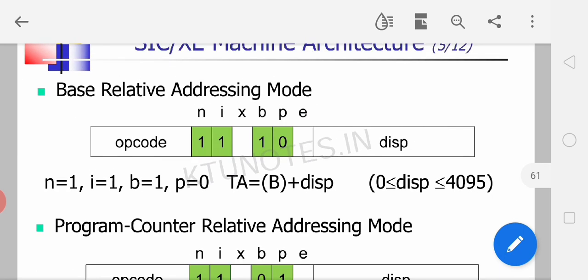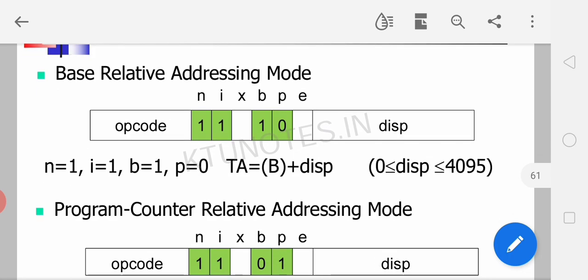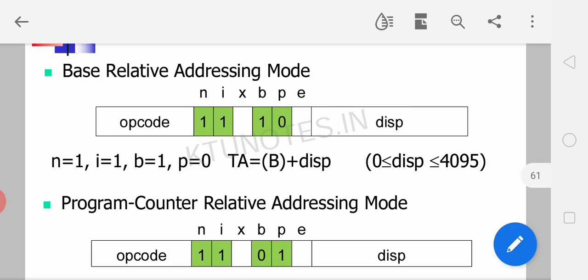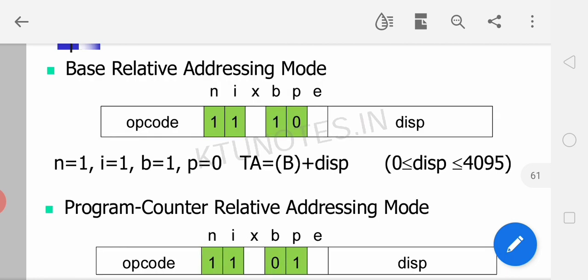What is the target address? We want to get the exact address of the operands that we are using in order to perform a particular action. We need to get the target address. That target address is calculated as the contents in base register B. That's why we have used B in brackets. B in brackets means the contents in B, plus displacement. Displacement value lies between 0 and 4095.